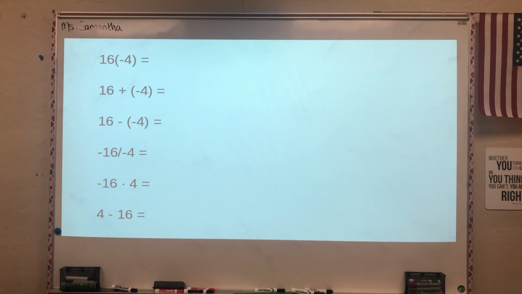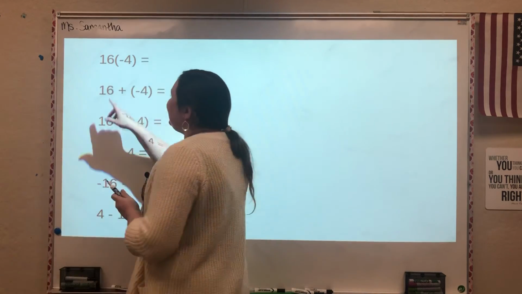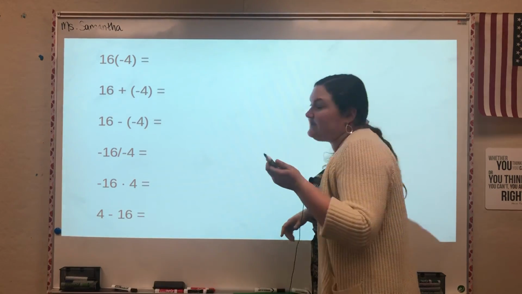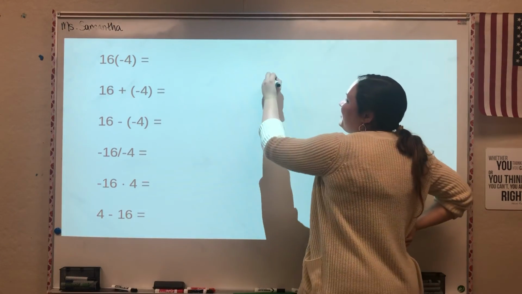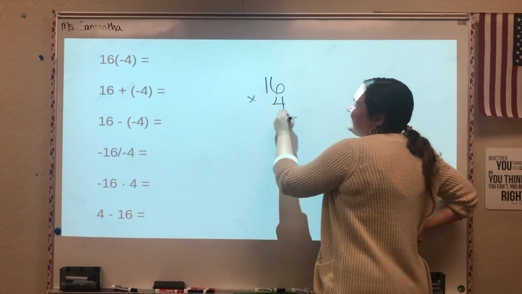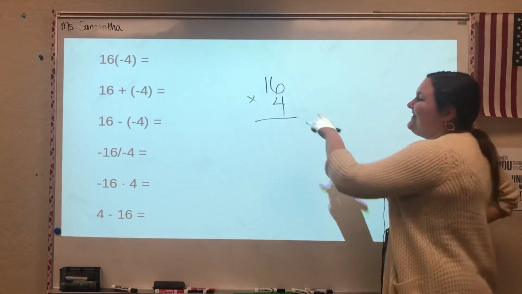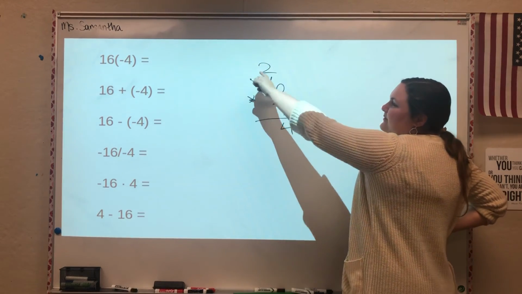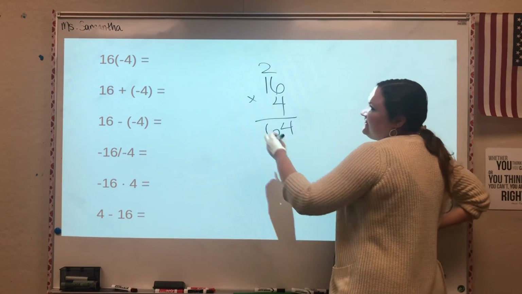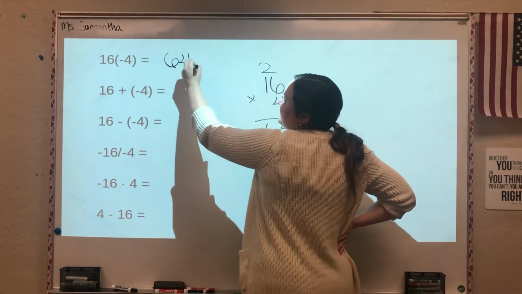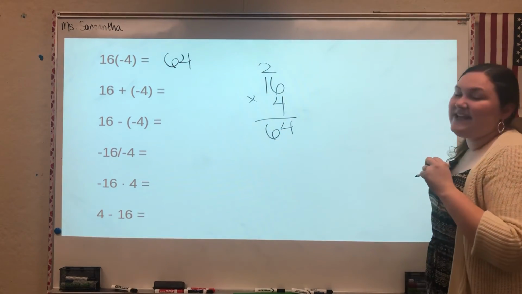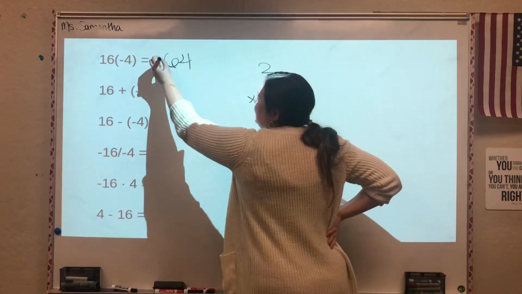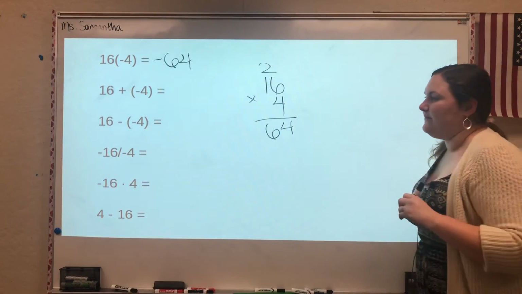All right, how'd you do? Well, that first one, we've got a number right next to a parenthesis, so it's multiplication. You might not know what 16 times 4 is, and that is okay because we can multiply it. 6 times 4 is 24. 4 times 1 is 4, plus that 2 gives you 6. So that leaves us with 64. We are multiplying different signs. When you multiply different signs, the answer is negative, always, always.